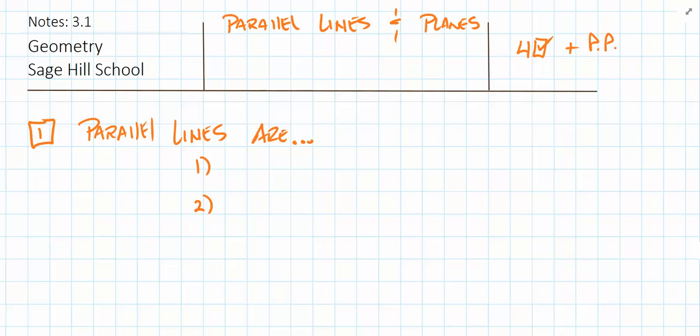Okay, here we go. 3.1, parallel lines and planes. Well, first of all, what do you already know about parallel lines? Okay, they're straight. Good. Lines are always straight. They never intersect. Okay, we're getting to all that stuff.